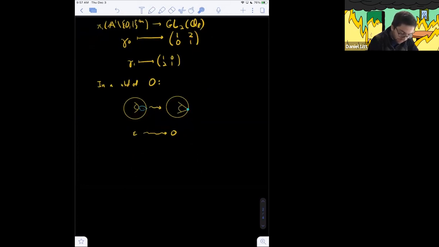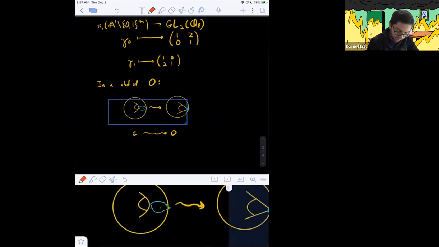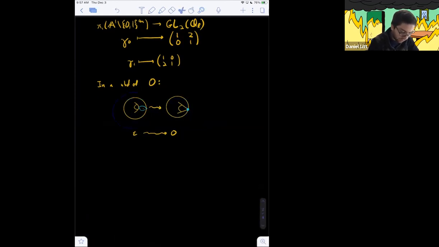So for example, what happens to the other homology class? Somehow this homology class is being fixed by this matrix. So that's this 1, 0 column. So what's happening to the other homology class? Let me draw it. So as you go in a loop around 0, what does this other homology class look like? It's just this loop, right?